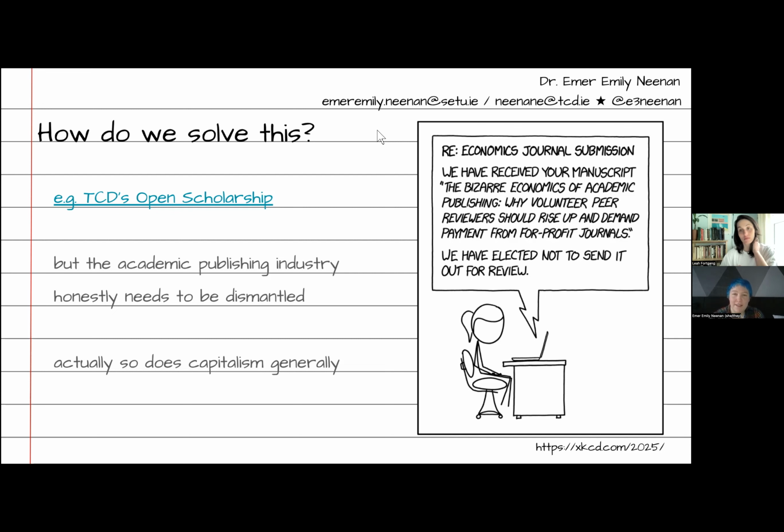I really like this XKCD cartoon: "We have received your manuscript. The bizarre economics of academic publishing: why volunteer peer reviewers should rise up and demand payment for for-profit journals. We have elected not to send it out for review."